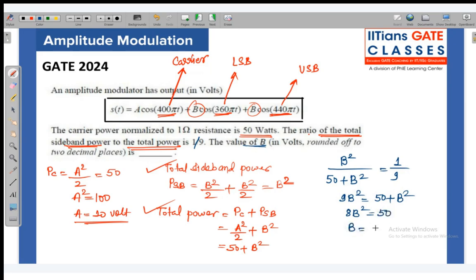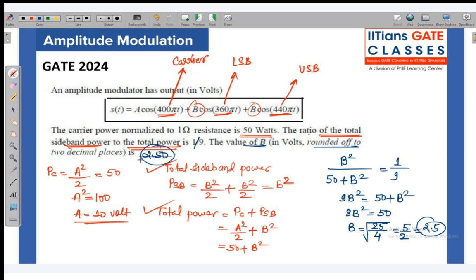So B square is 50 by 8, which is 25 by 4. B is the root of it, that means 5 by 2, which is equal to 2.5. Rounding off to two decimal places, we are getting 2.50. So the right answer is 2.50.